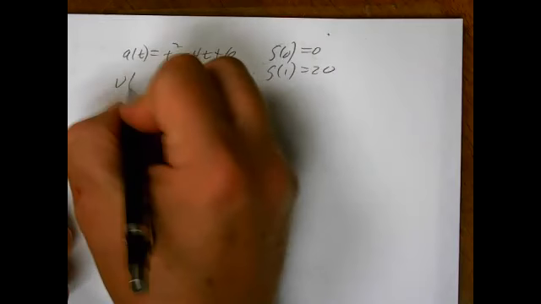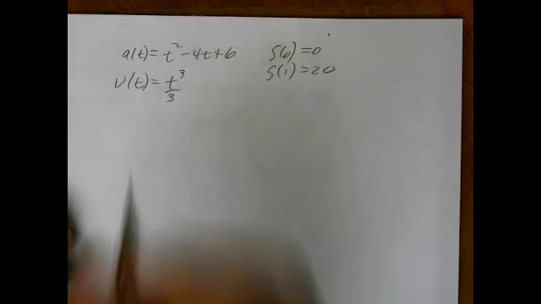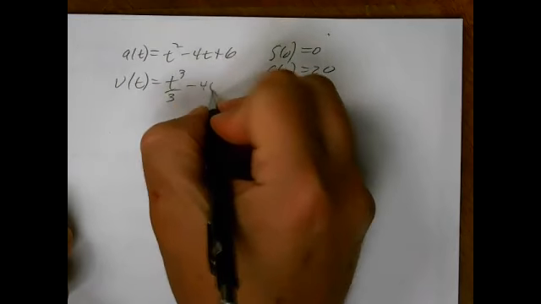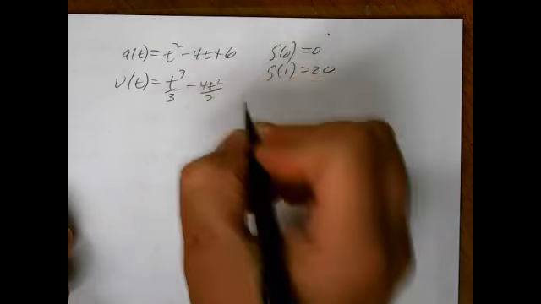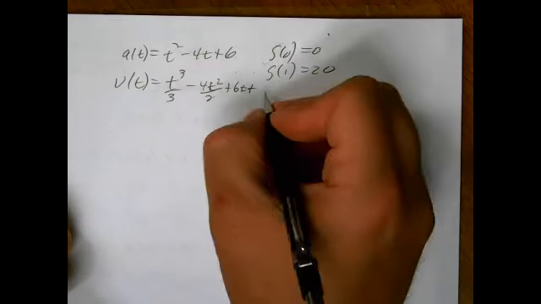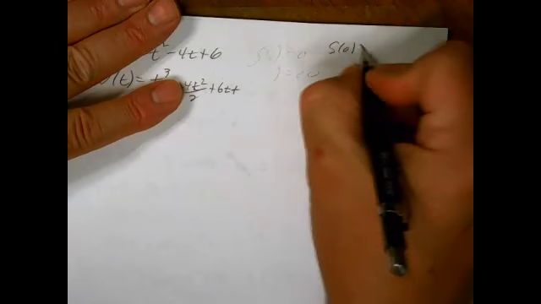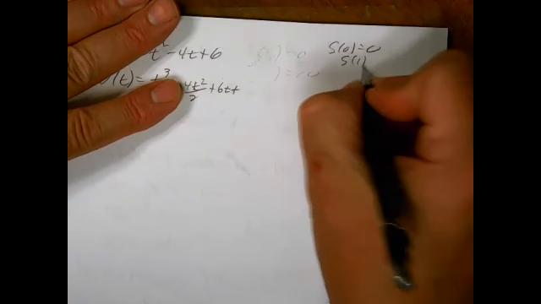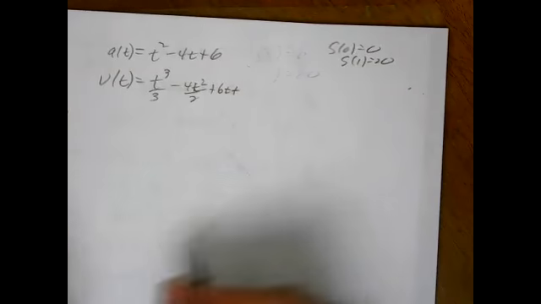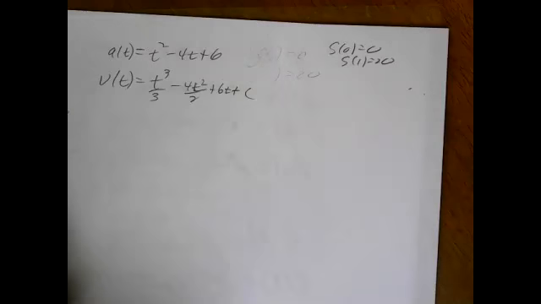Well, here's your acceleration function. Your velocity function will be t cubed over 3, because that's the antiderivative, minus 4t squared over 2, plus 6t, plus a constant. Now, I could just call that constant c. That's what we've been doing. That wouldn't be a crime.